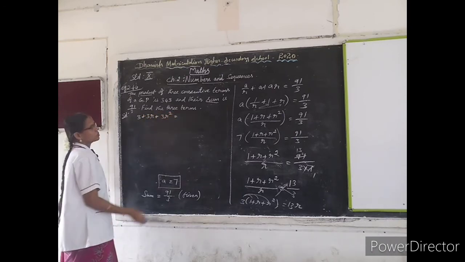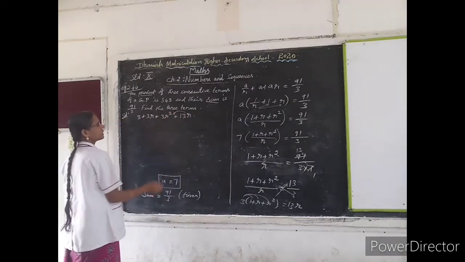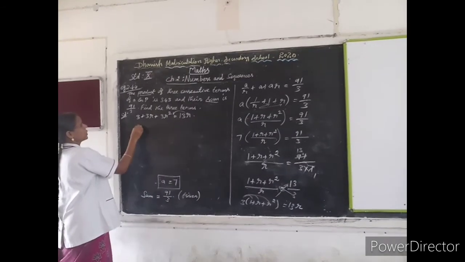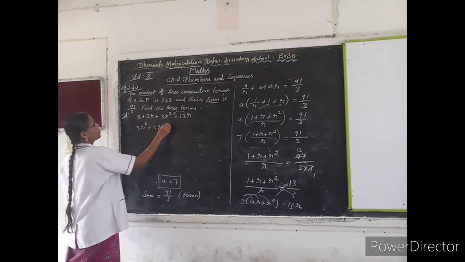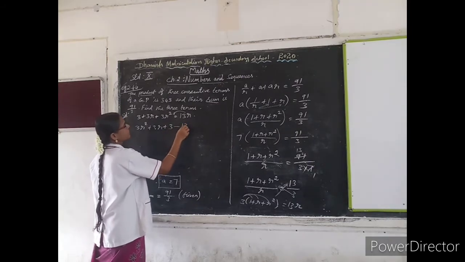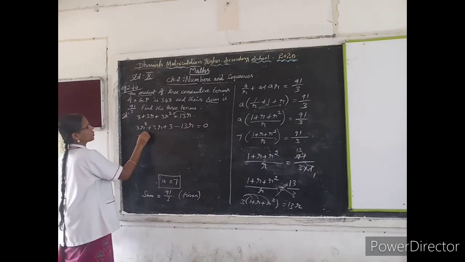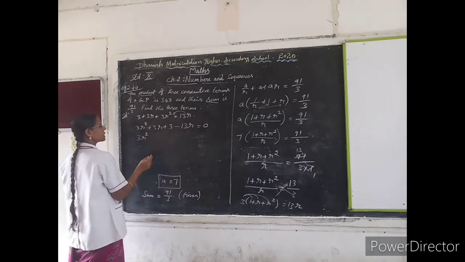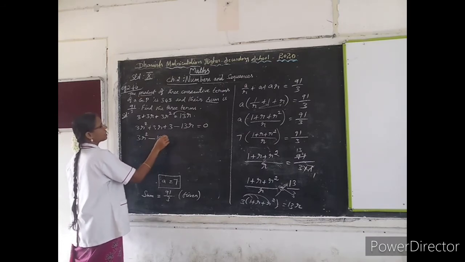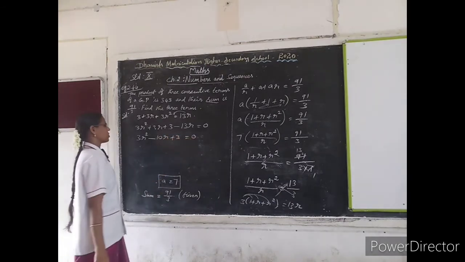3 plus 3r plus 3r square is equal to 13r. Now transfer this 13r to this side. Already 3r square plus 3r plus this 3. This term comes to this side means 13r is subtracted, equal to 0. Here 3r square plus 3 plus 3r minus 13r. Subtract and put the greater number sign. So minus 10r plus this 3 is equal to 0.